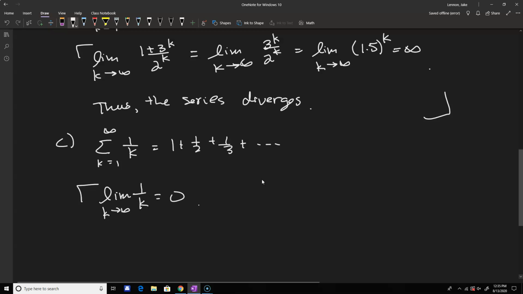So what does this mean? A lot of people will jump to the conclusion, will say if it's 0, well then it has to converge. Well, that's not the case. When the limit is 0, the test is actually inconclusive. So the divergence test is inconclusive is all that we can say. We do not know whether it's going to converge or diverge based on this. This is why we have the need for some other test.